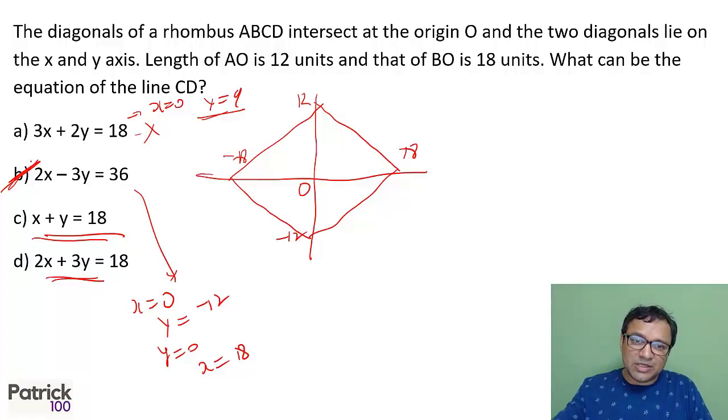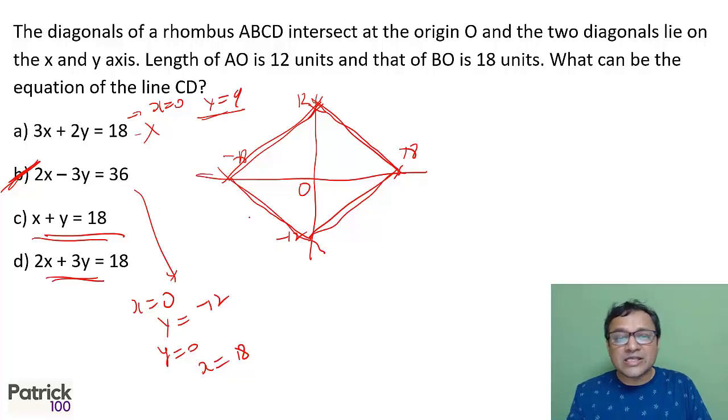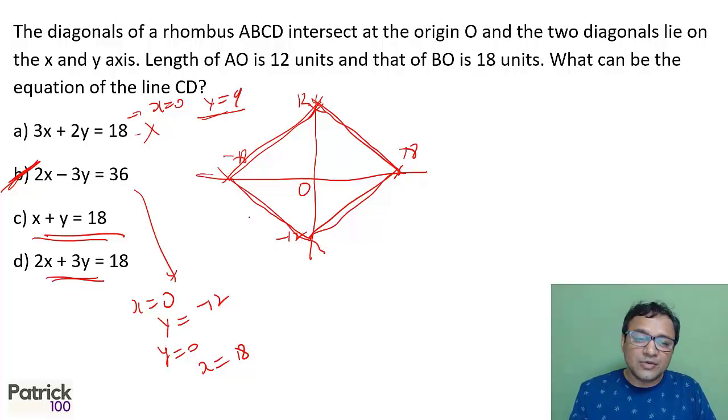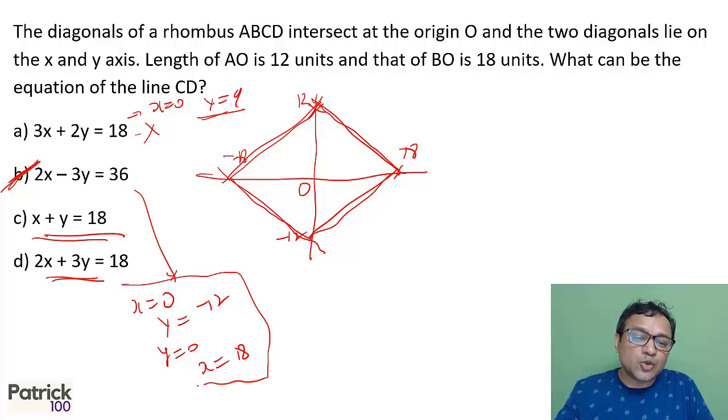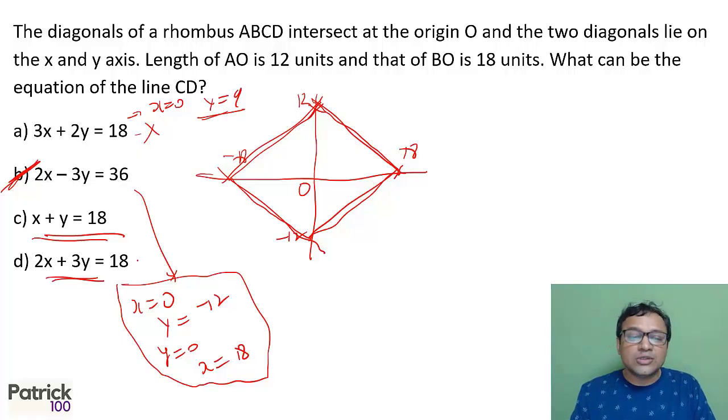The only one that satisfies is B, because on one of the axes it should intersect at 12 and on the second at 18. If you look at all the lines, on one side it's 12 and on the other side it's 18. So either x is 12, y is 18, or vice versa. We don't know, because it's not given which side is what. So see which option gives you 12 and 18. The only option that gives you 12 and 18 is option B. So that will be the answer.